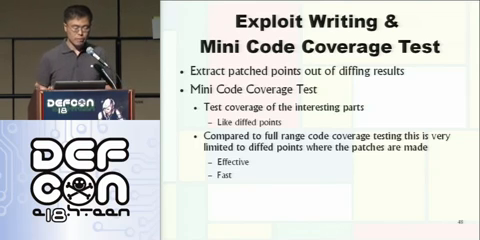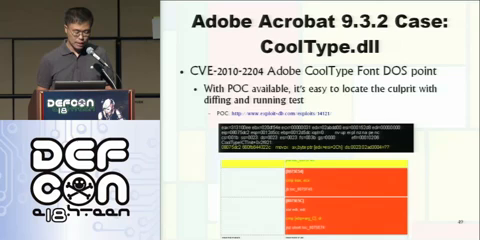So let's talk about other things. This is about exploit spotting. There are some other problems: even though you have diff entries, exploit writing might be very hard. With something like Adobe Acrobat, I tested some Adobe Acrobat patches, and it generates a lot of patch entries. I used a CoolType example here, and it created more than 20 or 30 entries.